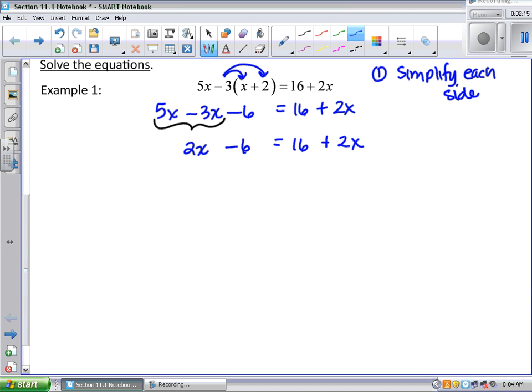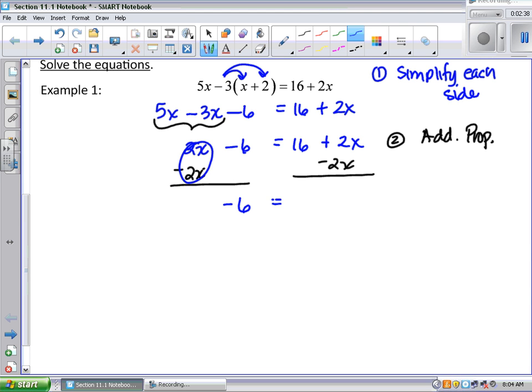Now I want to use my addition property to get all of my x terms on the same side of the equation. I'm going to subtract 2x from each side. I have plus 2x here, so if I subtract it, 2x minus 2x is 0, so I have just minus 6 on the left, and on the right, 2x minus 2x is 0, I have 16 on the right, and negative 6 is not equal to 16.